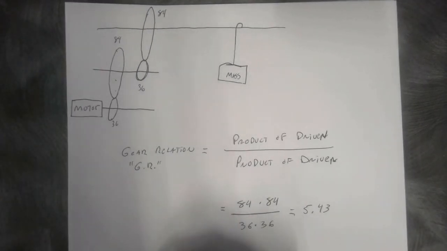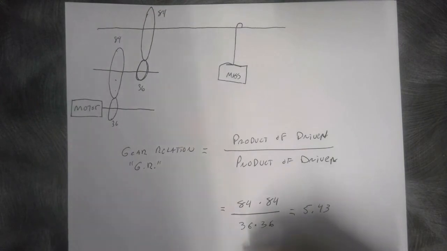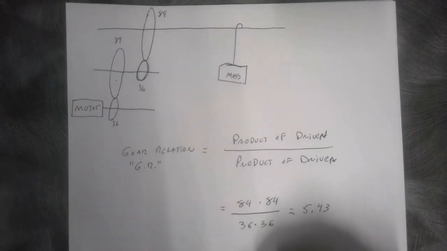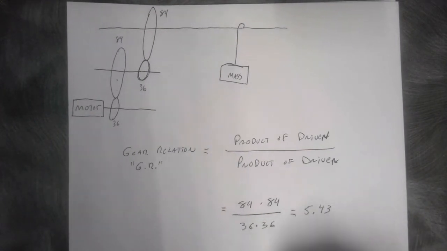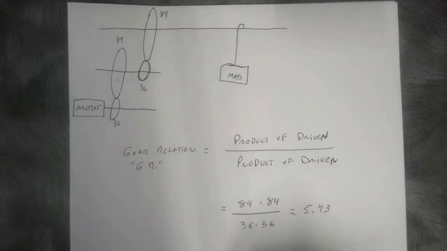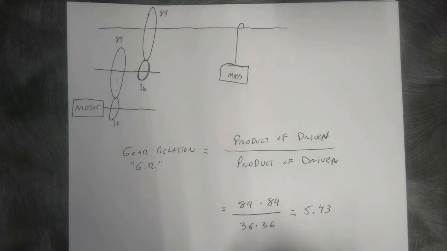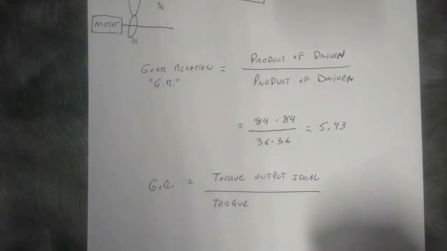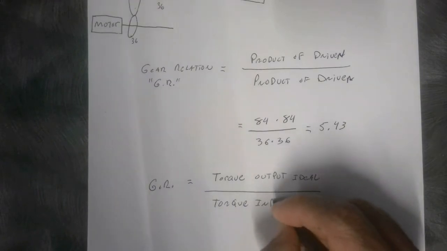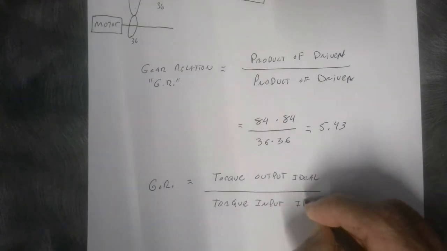And our gear ratio is going to equal the torque of the output shaft, ideal, divided by the torque of the input shaft, ideal.